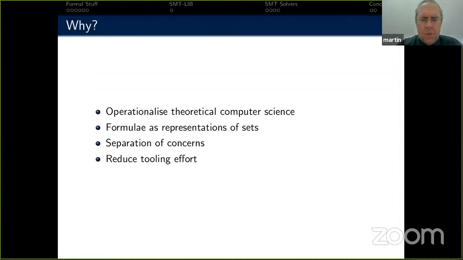So one approach is that this allows us to kind of operationalize theoretical computer science. An awful lot of theoretical computer science is you're basically taking a thing in computing and asking, how do we talk about it in maths? How do we talk about it in formulae?